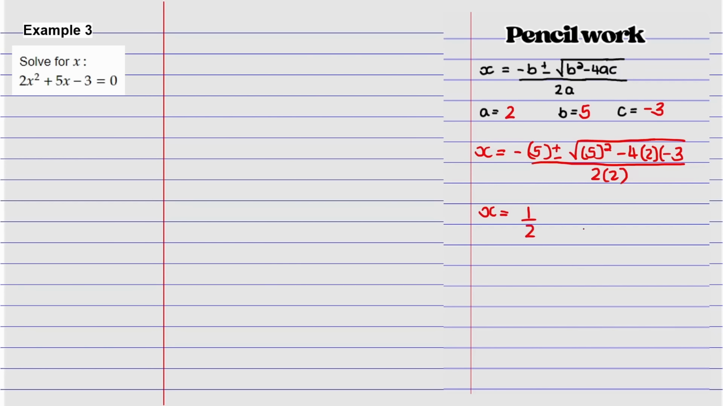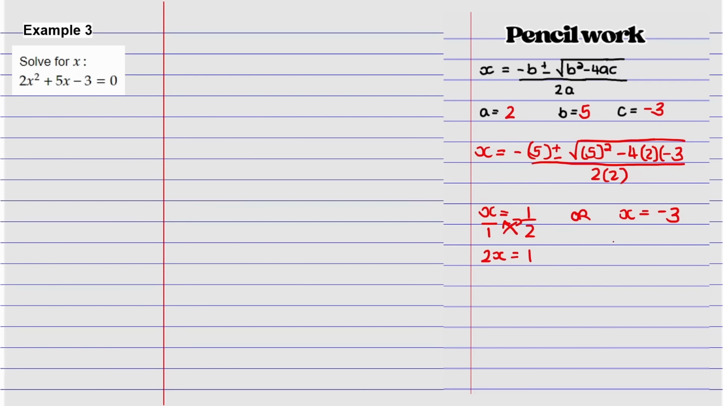you're going to get x equals 1 over 2, or x equals negative 3. With this one, do you see that our x is a fraction? So now I want to get rid of the fraction. I'm going to divide this by 1 and cross multiply. So 2 multiplied by x gives 2x equals 1 multiplied by 1, which is 1.